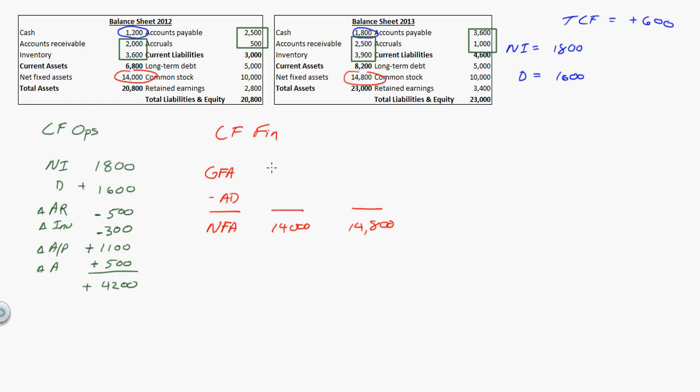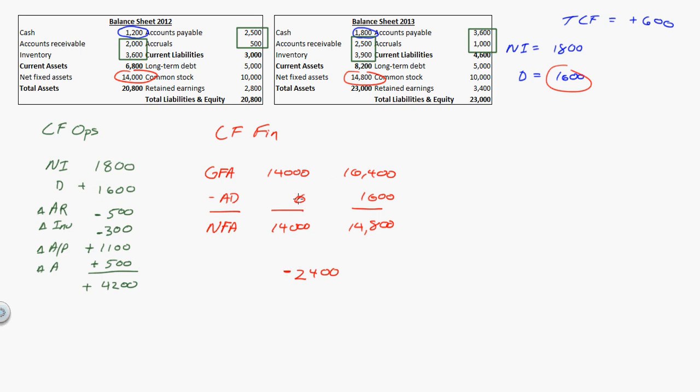I'm looking for the change in gross fixed assets, which I don't need to actually have this number. I can put a 0 here, 14,000, and accumulated depreciation went up by the amount of depreciation, 1,600. So that makes this 16,400, right? So this minus that is net. Gross minus accumulated is net. So the difference here is $2,400, and it increased, so it's going to be negative because I bought more stuff.